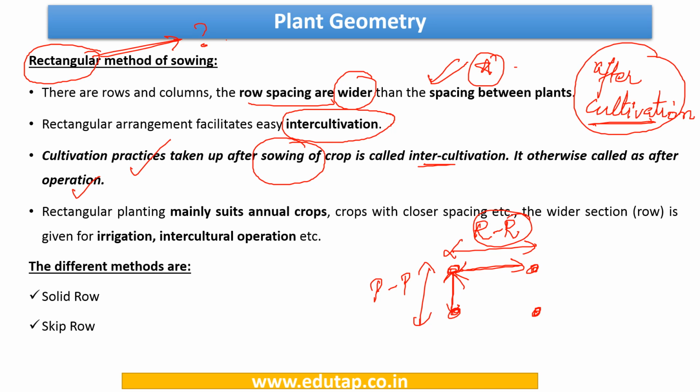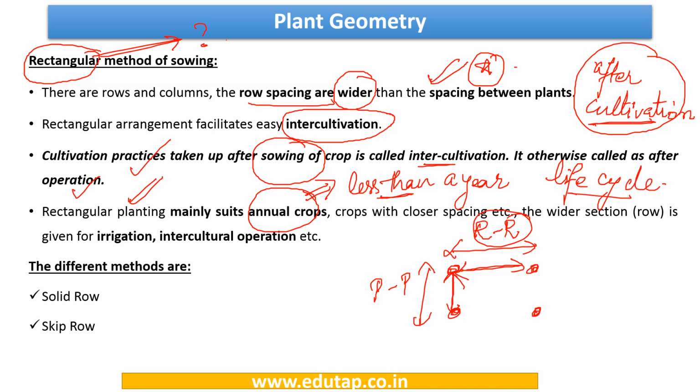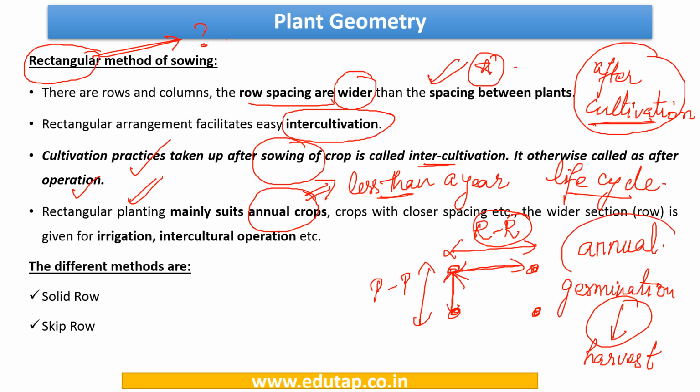Okay, now this particular rectangular planting that we are talking about mainly suits annual crops. Okay, annual crops are those crops that have their life cycle less than a year. What do we mean by life cycle? Life cycle means the duration from germination of a particular crop to harvesting. So when this duration is less than a year, that particular crop is known as an annual crop. Okay, and previously we had seen perennial. In the case of perennial, they take more than 2 years. Okay, or in fact many years.